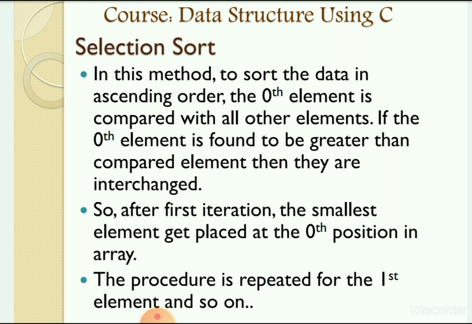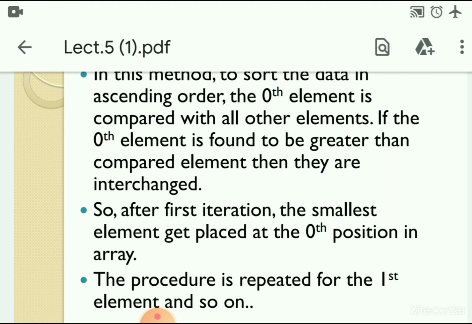So we will start with the initial position of the array, that is zeroth position. We have to select that zeroth position and compare the element at the zeroth position with all other elements, and if any other element is greater than that zeroth element we have to interchange it. So after the first iteration the smallest element gets placed at the zeroth position. Okay, in bubble sort you get the largest element at the end of the list. Here you will get the smallest element at the starting position in the list.